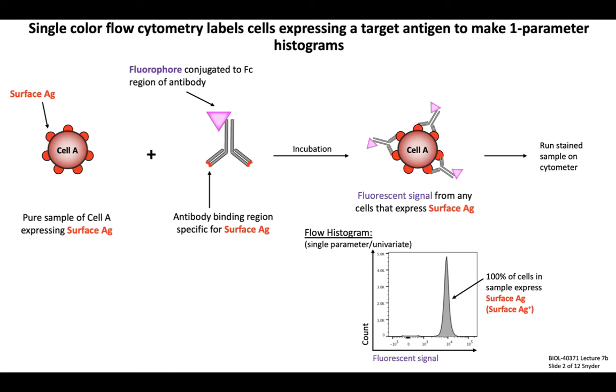Note that because in this example we are analyzing a sample that is made up entirely of cell A, there is only one peak on this graph that shows up around the 10 to the 4th mark on the x-axis. And this means that all cells analyzed in the cytometer are positive for this red surface antigen.